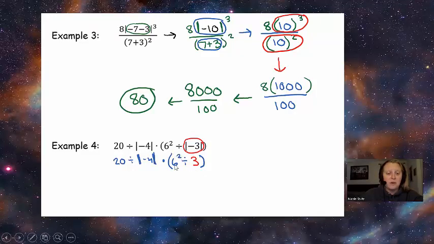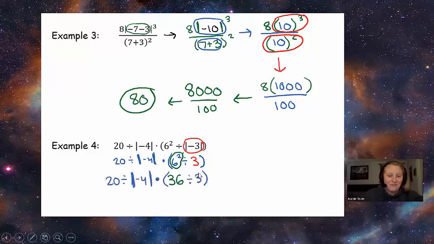Again, still have to work within the parentheses. Exponents come before division, so 6 to the second power is my next step, and that's 36. And then I copy everything else. I'm almost done with my parentheses. Now I have to do 36 divided by 3, and that's 12. And then I copy everything else.